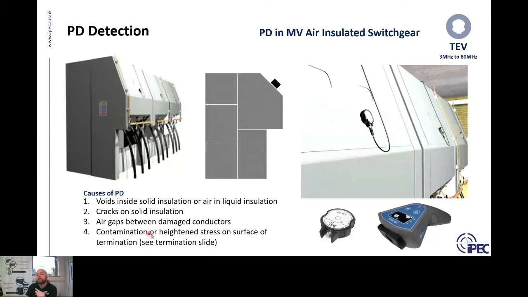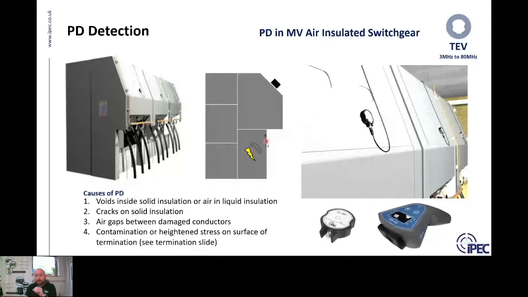TEV stands for transient earth voltage. It's a name given to the signal that's generated from these PDs. These TEV sensors are optimized to pick up PD that's occurring inside the medium voltage air insulated switchgear. If we've got a discharge occurring inside air insulated switchgear, when the PD occurs we would get a very high frequency signal that's emitted from the PD point.